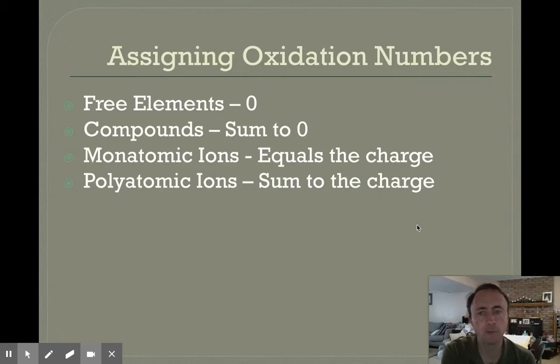So a couple of rules. First off, free elements. An element that is not in a compound is going to have an oxidation number of zero. If you have a monatomic ion, so it's just an ion all on its own that's gained or lost electrons, the oxidation number is the same as the charge. If we have a compound, compounds are neutral, so overall the oxidation numbers will add up to zero. If we have a polyatomic ion, ions do have charges. The total sum of all the oxidation numbers of all of the pieces of that polyatomic ion will add up to the charge of that polyatomic ion.